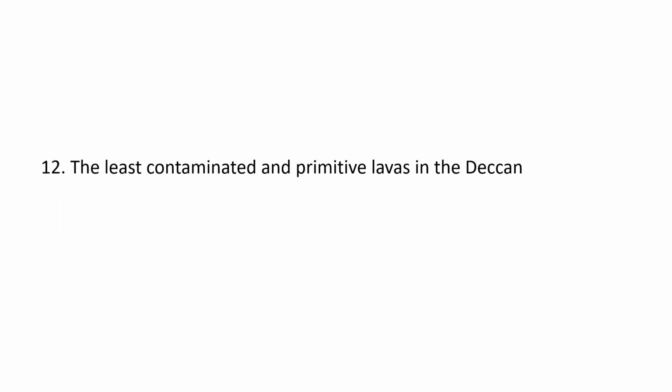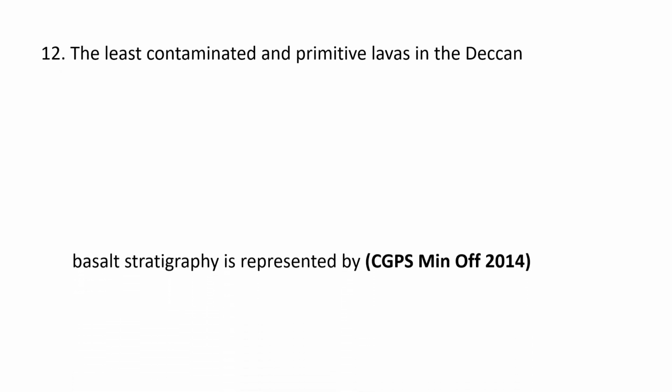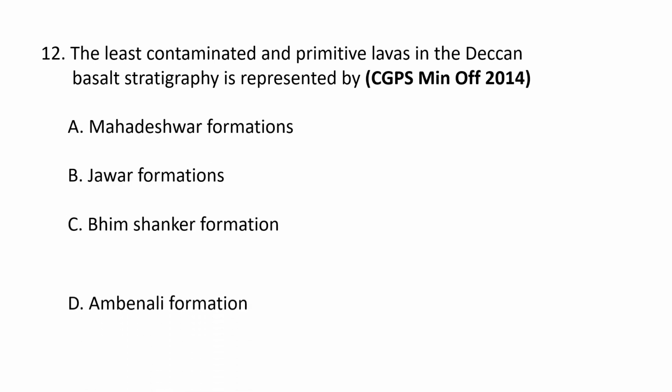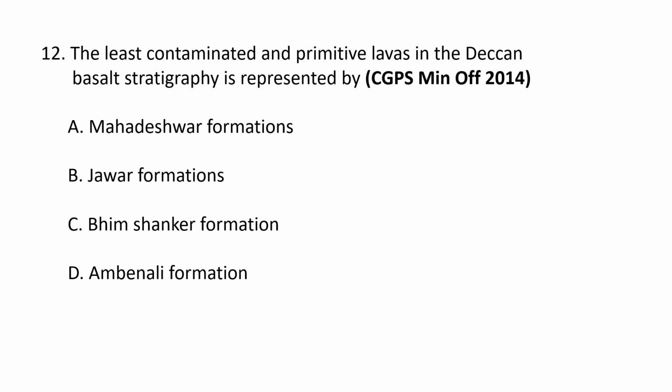Next question. The least contaminated and primitive lavas in the Deccan basalt stratigraphy is represented by A. Mahabaleshwar formation, B. Jawhar formation, C. Bhimashankar formation, and D. Ambenali formation. So the correct option is D, Ambenali formation. Based on the geochemical and isotopic variations observed in the 12 different formations of basalts from the Western Ghats, it has been established that the least contaminated basalts among the Deccan basalt group lavas are represented by the Ambenali formation of the Wai subgroup.